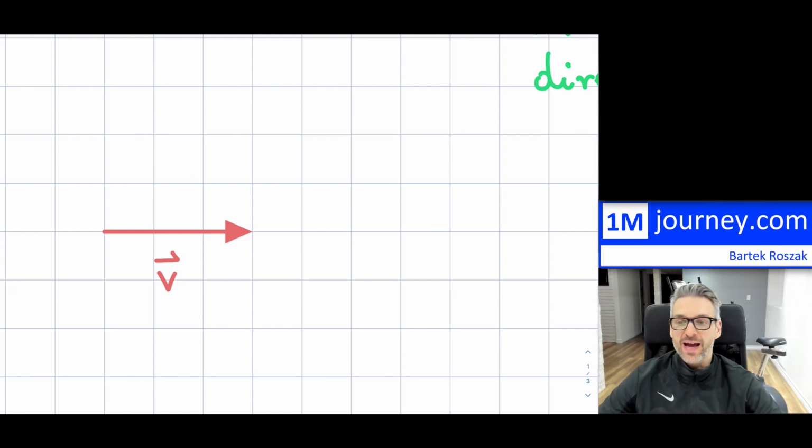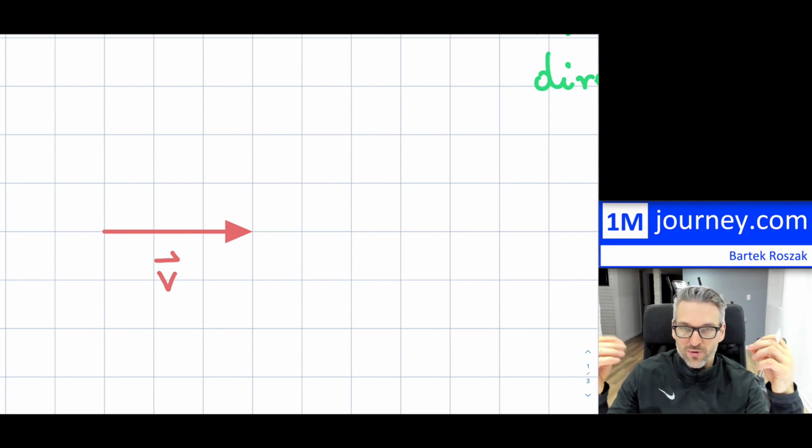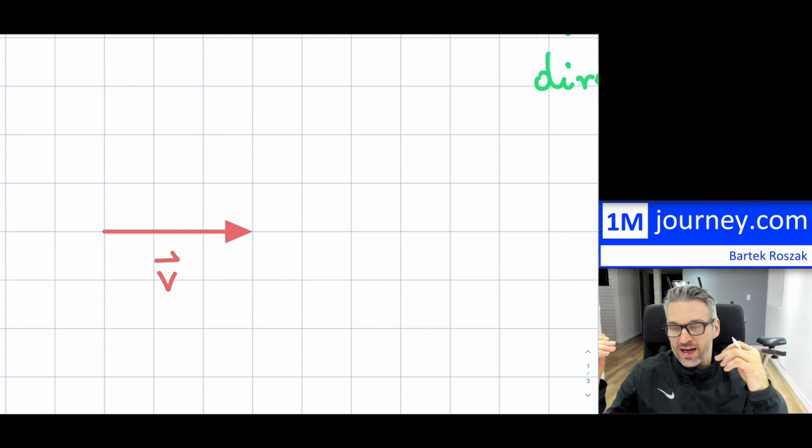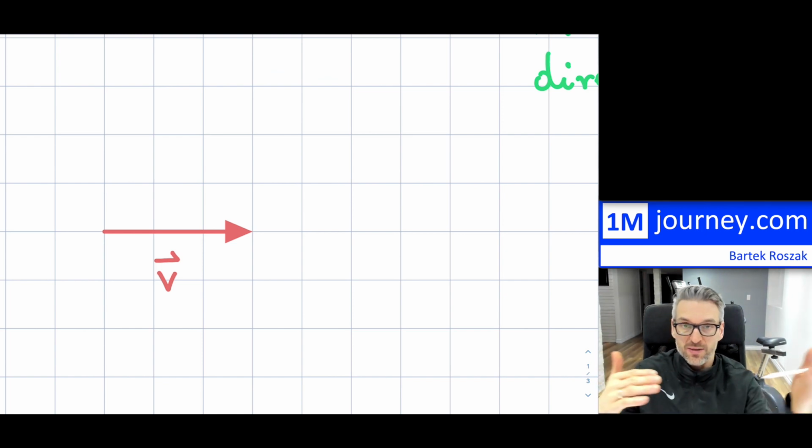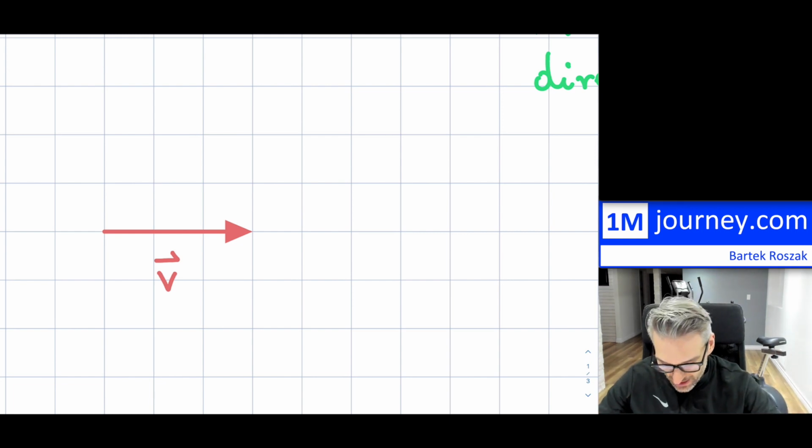It has a certain magnitude. We designate it with arrows, but really those arrows are just representations for us. It means that that particular vector has a magnitude and a direction, and that direction can be anything. In this case, I made it horizontal at 0 degrees, but of course it could be anything we like.